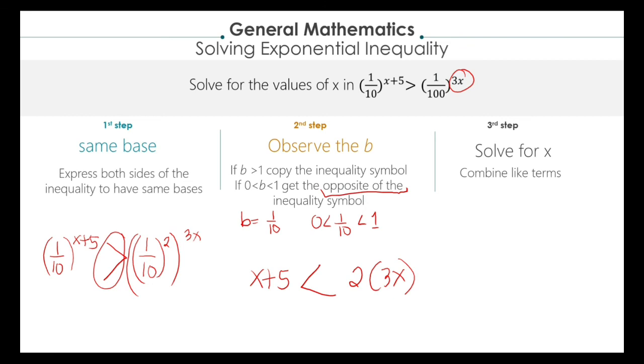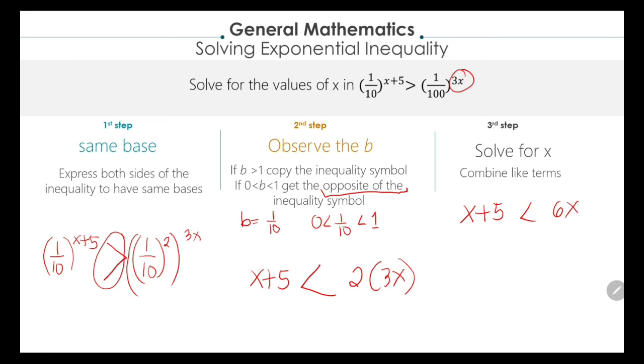Okay, that is because of the property of the exponential inequality that if your base is between 0 and 1, your function will be decreasing for all x. So, that is why papalitan mo ngayon yung inequality symbol mo. Kasi habang tumataas yung value ng exponent mo at ang iyong base ay between 0 and 1, lumiliit lang yung kanyang value. Okay. So, we may now proceed with the third step. Solve for x. We have x plus 5 is less than 6x. Okay. Because 2 multiplied by 3x is 6x.